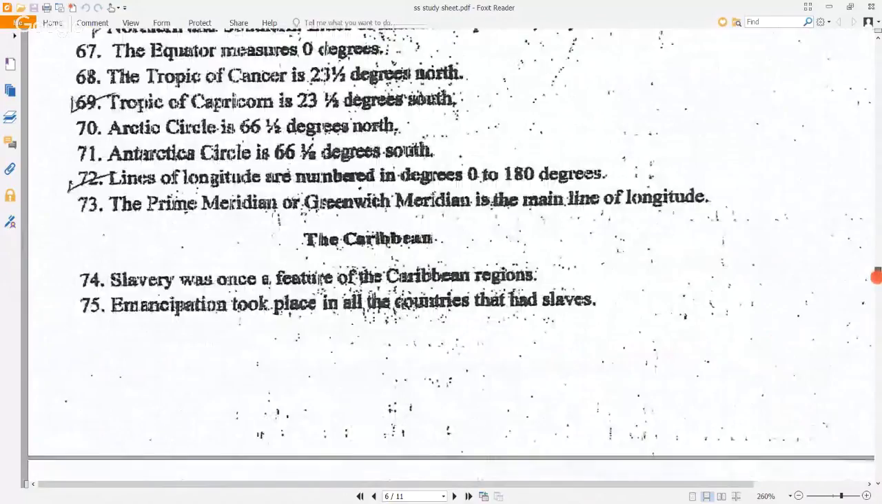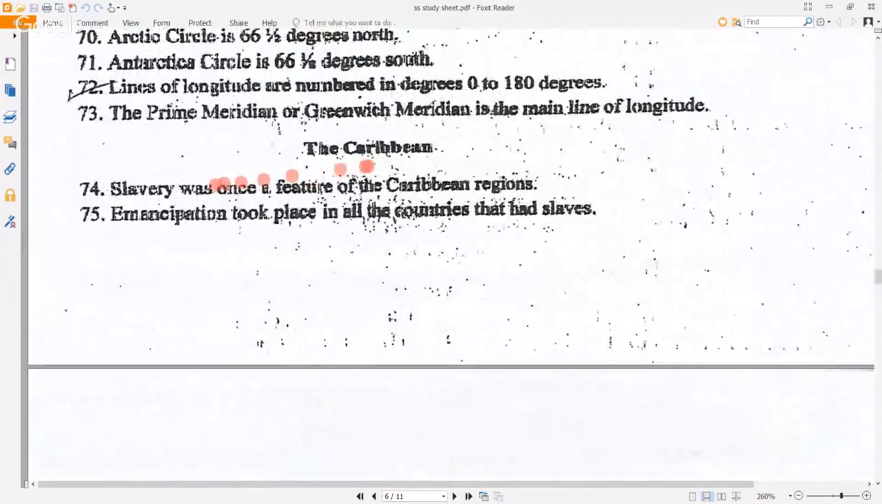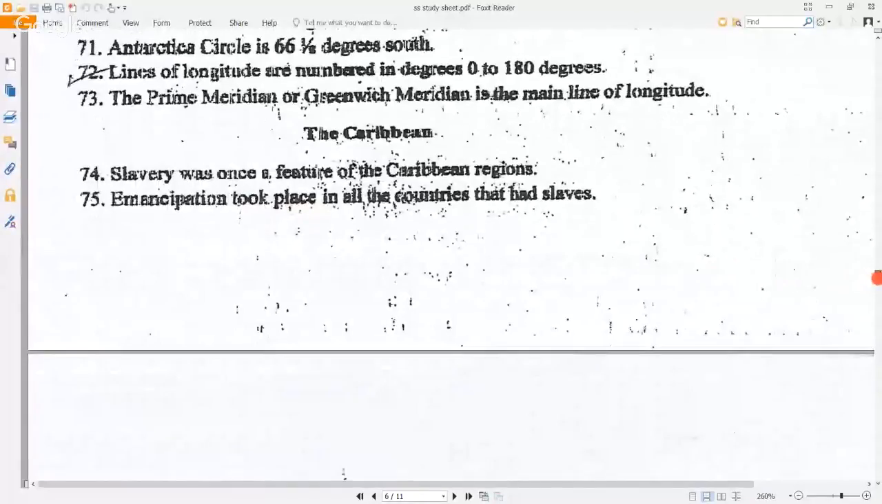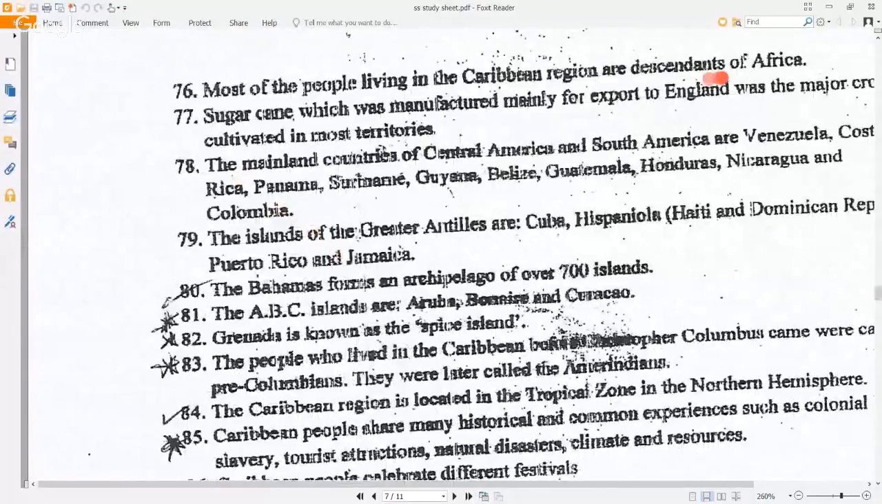The Caribbean. Slavery was once a feature of the Caribbean region. Emancipation took place in all countries that had slaves. Most of the people living in the Caribbean region are descendants of Africa.